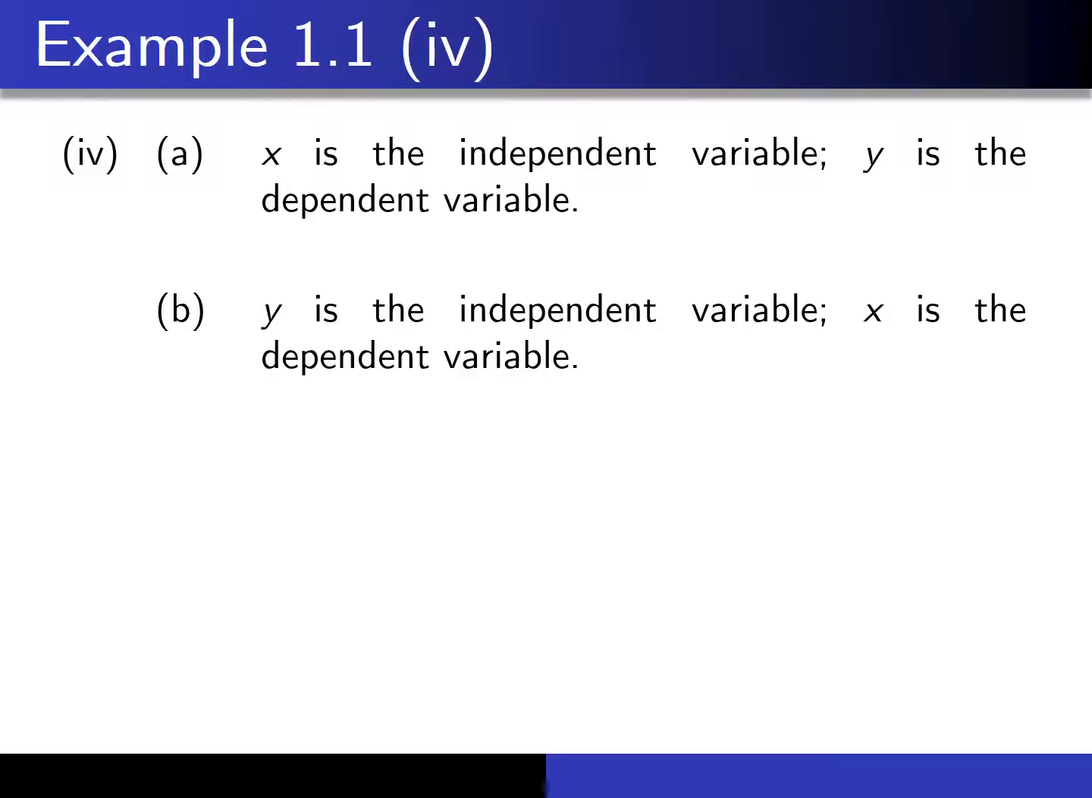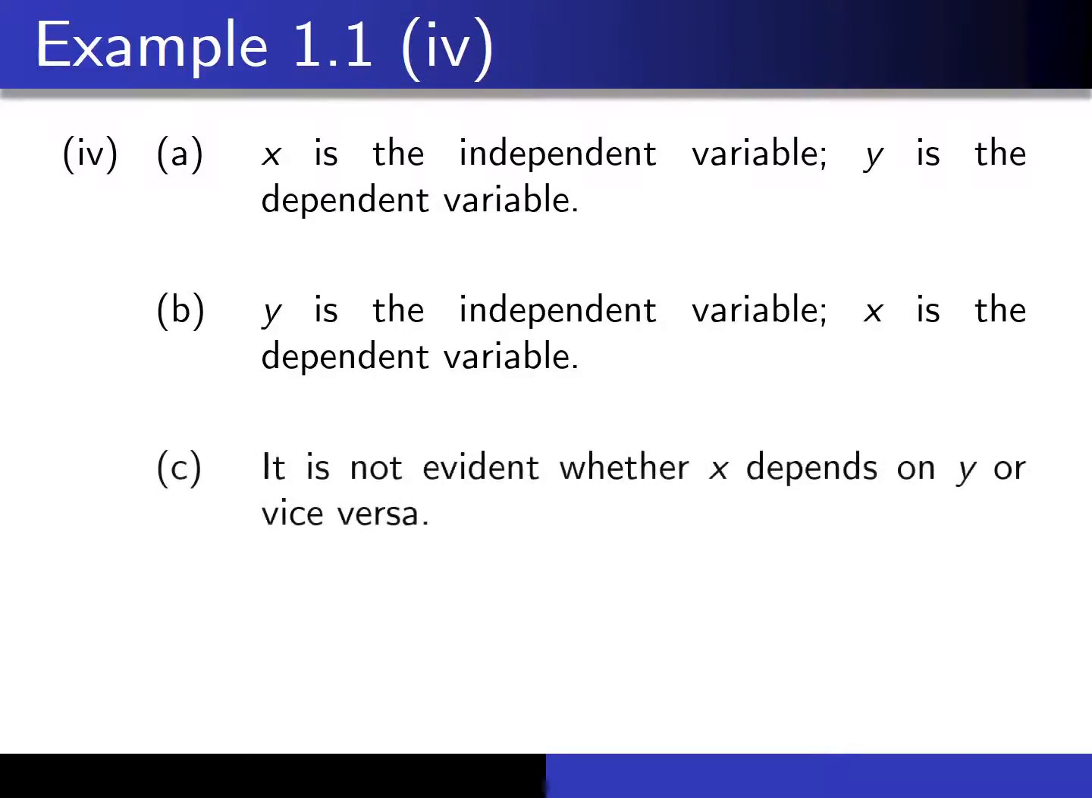Lastly, for part 4, c, there is no apparent influence by a student's English test score, y, on his or her mathematics test score, x, or vice versa. Hence, in this case, there is neither an independent variable, nor a dependent variable.